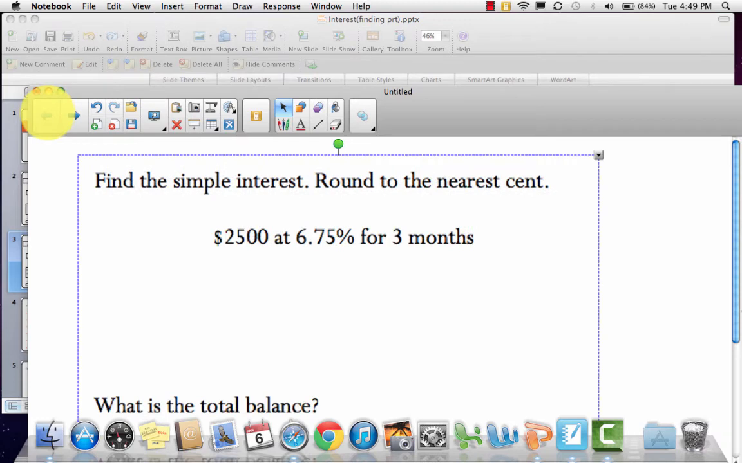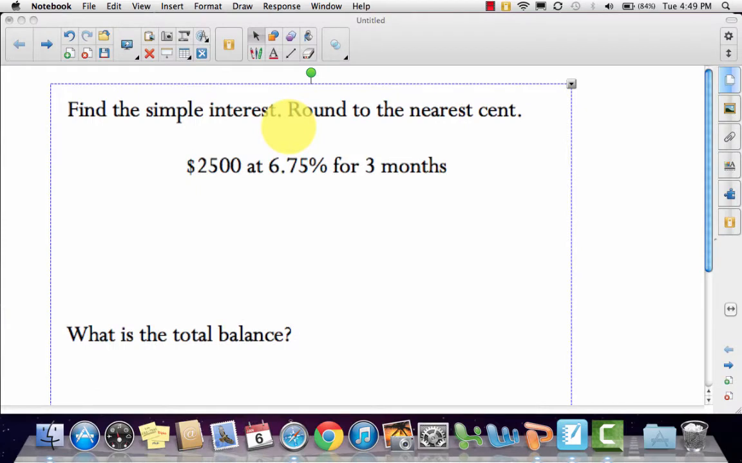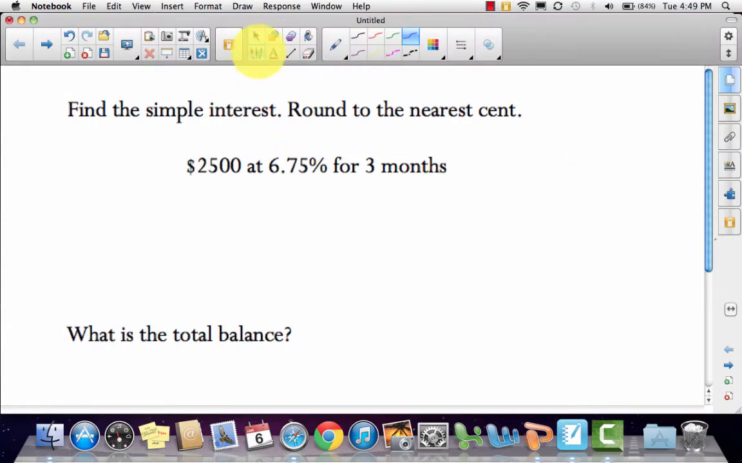So here we go. This first example, it says find the simple interest, round to the nearest cent. And I want you to keep in mind when I say round to the nearest cent, I'm always rounding to the hundredths place. And they give us three numbers here. So my first job is to figure out which number goes for which variable.